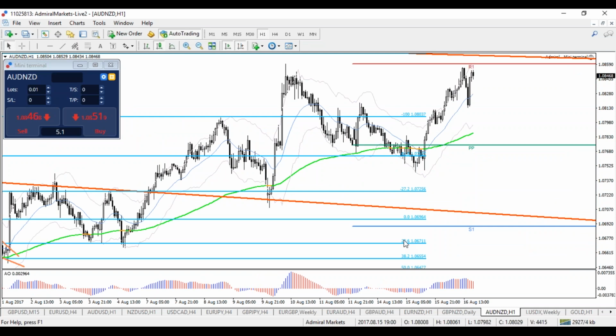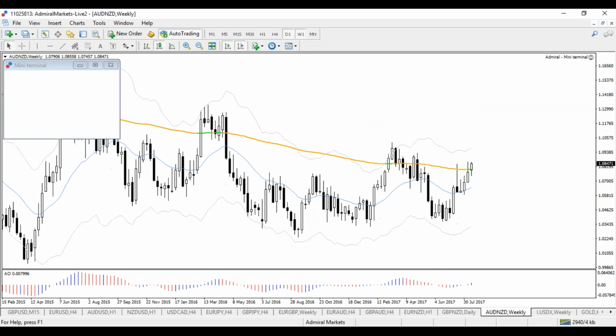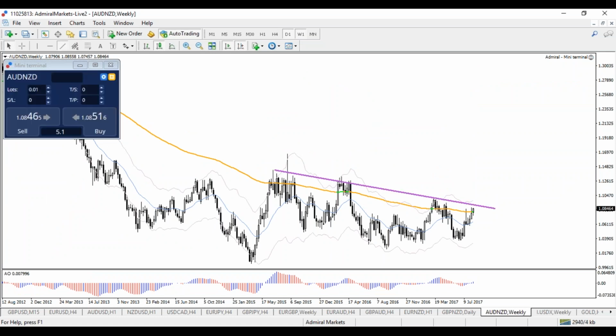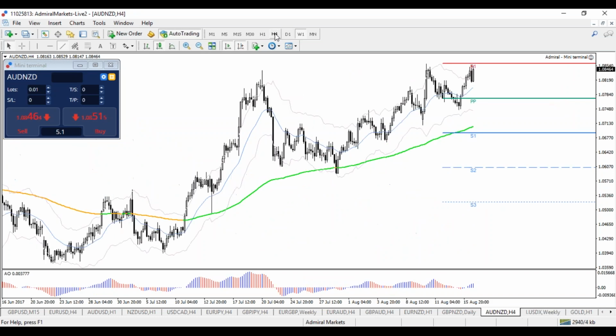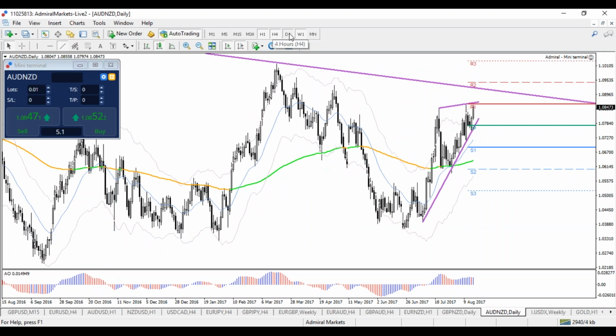AUD New Zealand. Let's take a look. Definitely in an uptrend at this moment. But there was a strong resistance line on the weekly chart. And for the moment, at least, I'm not saying it will stay like this, it is making kind of a rising wedge pattern. So I would be a bit cautious. It is an uptrend, but this is one of those that I would not be really looking to trade.